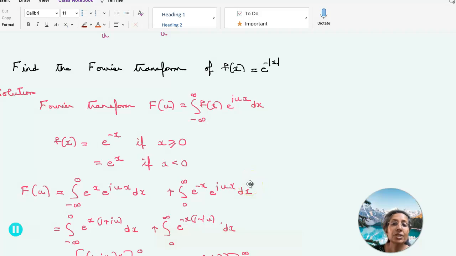So welcome to the second lesson in Fourier Transforms. We will learn how to solve more problems on Fourier Transforms. So find the Fourier transform of f(x) equal to e raised to minus mod x.